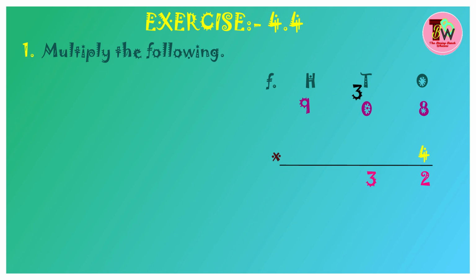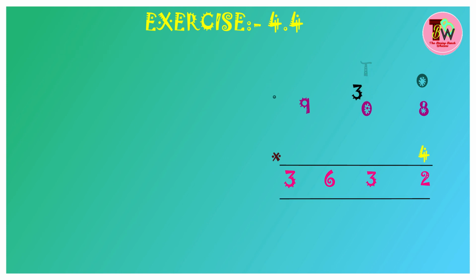And 9 is written in the hundreds column, so we have to multiply 9 by 4. Diagonally we have to multiply. 9 4s are 36. 6 we have to write in the hundreds column and 3 we have to write in the thousands column. So the product is 3632.